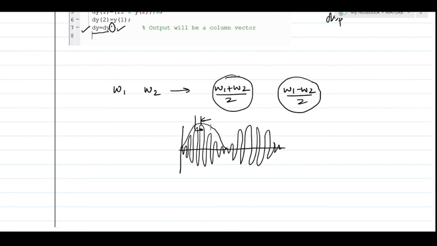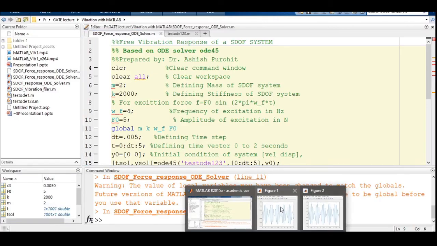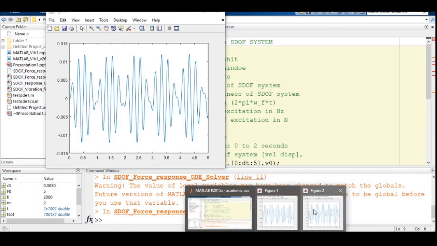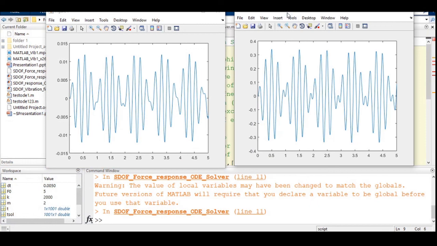In a similar fashion, we have the output here from our MATLAB code, which shows a beat kind of phenomenon. So with these three different outputs, I hope you have understood how to write a code for the forcing condition and how to see the responses. Now the last thing, as I said, we will also learn how to make a good figure file.